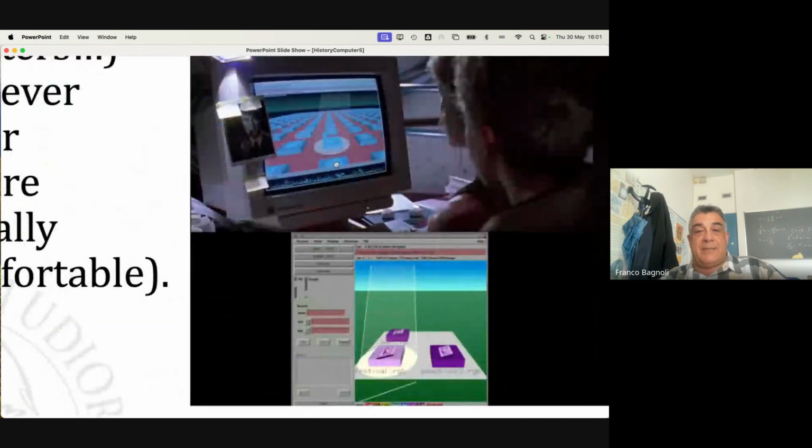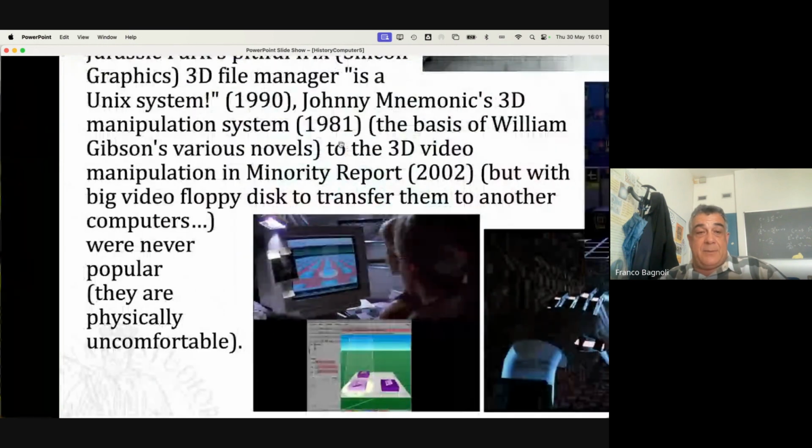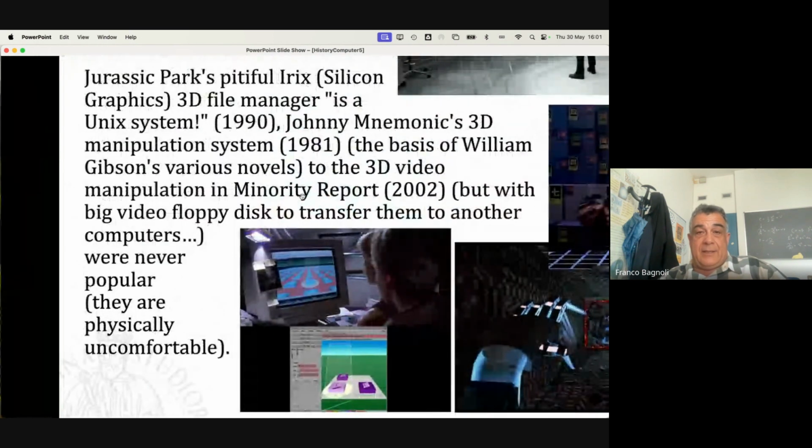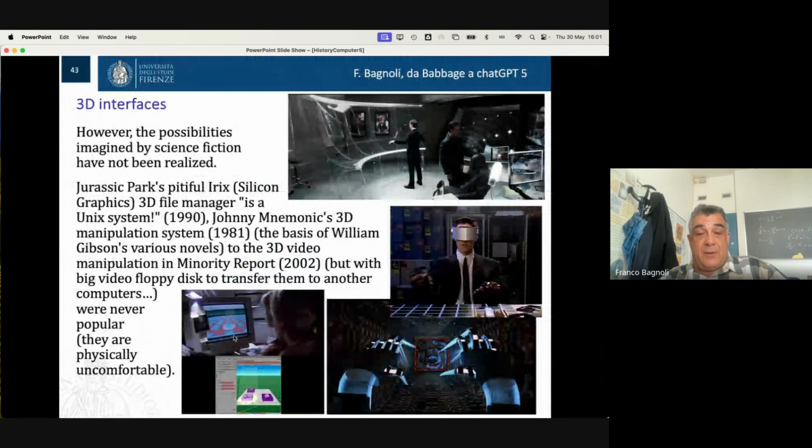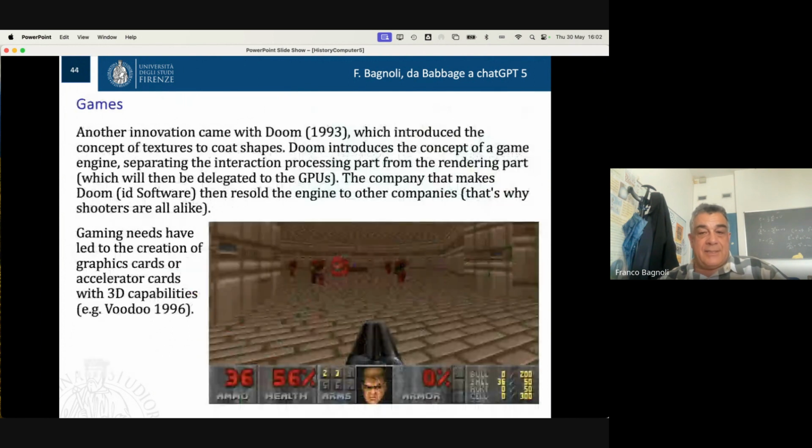And actually, we see a real file system of a Silicon Graphics station, which is extremely unusable and extremely slow if you watch the movie. But this was one of the efforts of developing a 3D interface, which still is not used. The desktop is just a metaphor of a system, but it is essentially 2D. Okay, we shall see what happens.